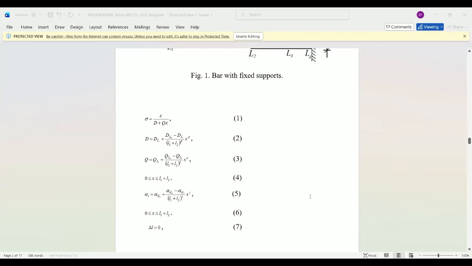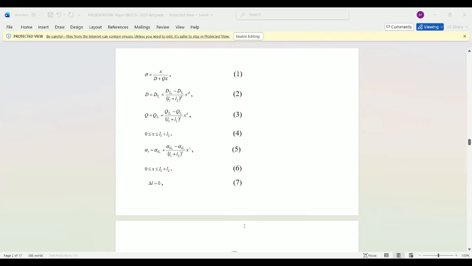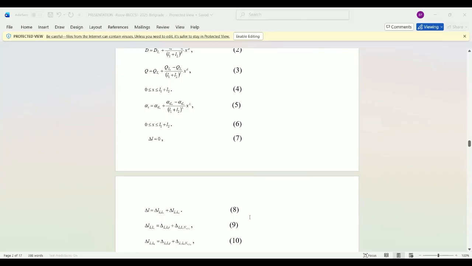Here is zero as shown in figure number 7. Here delta L1, L3 and delta L3, L4 are the prolongations of bar portions L1, L3 and L3, L4 respectively. They are obtained by using equations number 9 and 10. Here, delta L1, L3 T and delta L3, L4 T are the prolongations due to temperature change and prolongations induced by the axial forces.